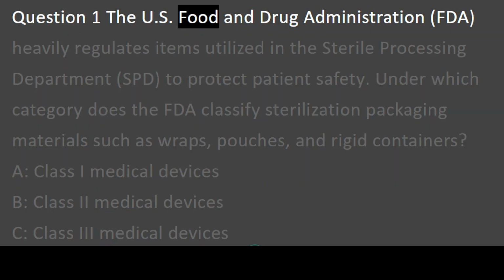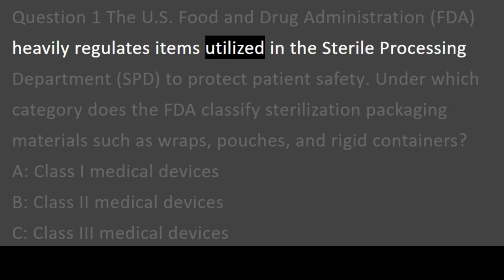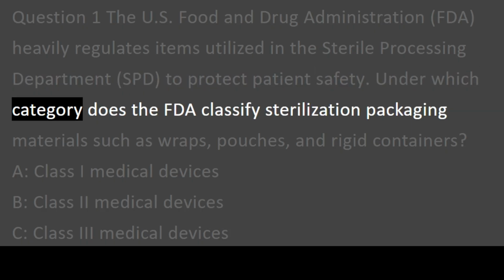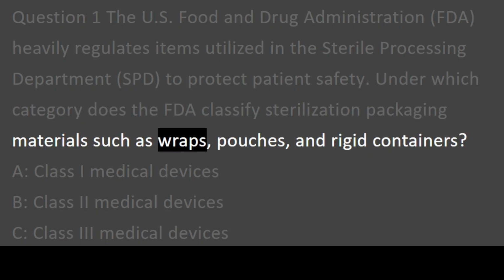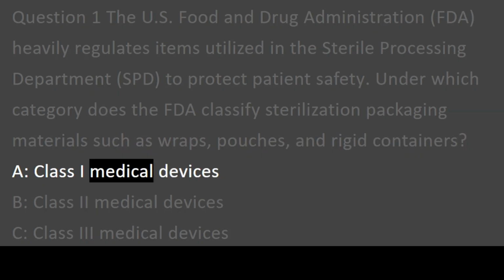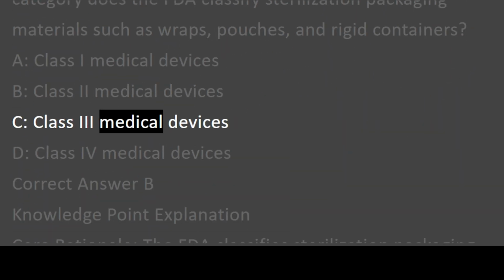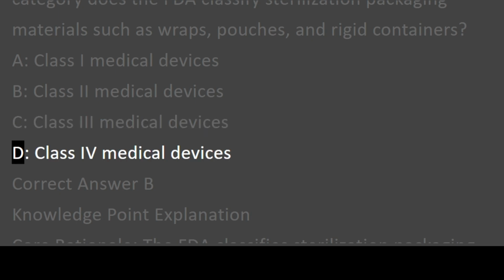Question 1. The U.S. Food and Drug Administration, FDA, heavily regulates items utilized in the Sterile Processing Department, SPD, to protect patient safety. Under which category does the FDA classify sterilization packaging materials such as wraps, pouches, and rigid containers? A. Class 1 medical devices. B. Class 2 medical devices. C. Class 3 medical devices. D. Class 4 medical devices.